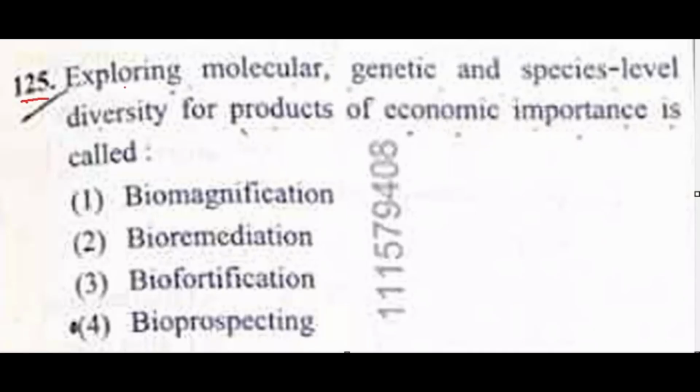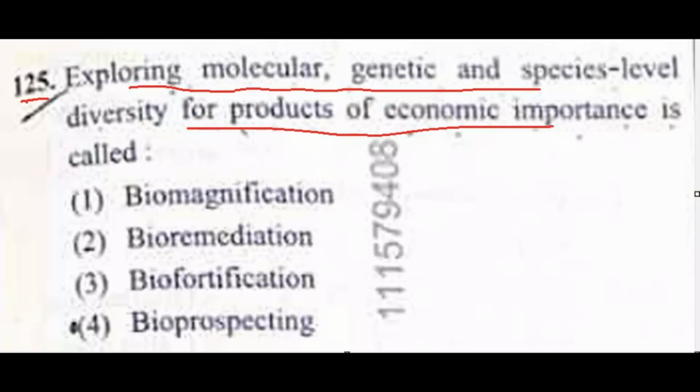Question number 125. Exploring molecular, genetic, and species level diversity for products of economic importance is called as option 1, biomagnification, option 2, bioremediation, option 3, biofortification, option 4, bioprospecting. So option number 4 is the answer for this question.